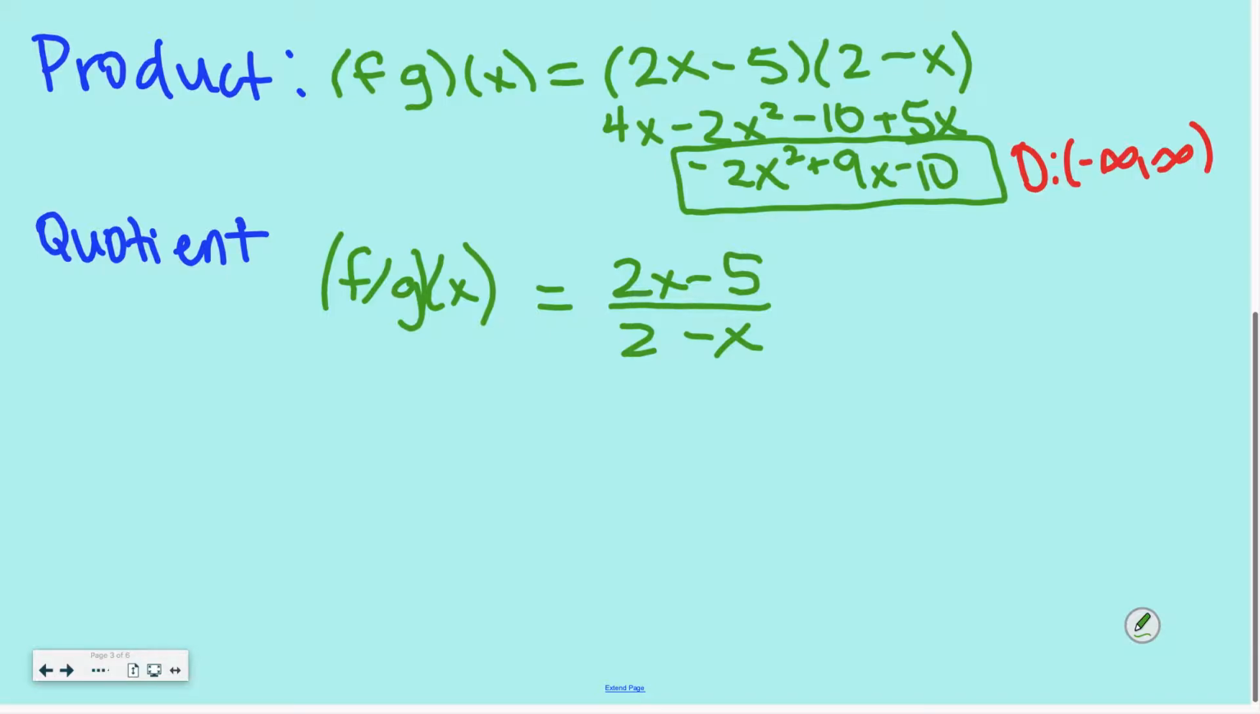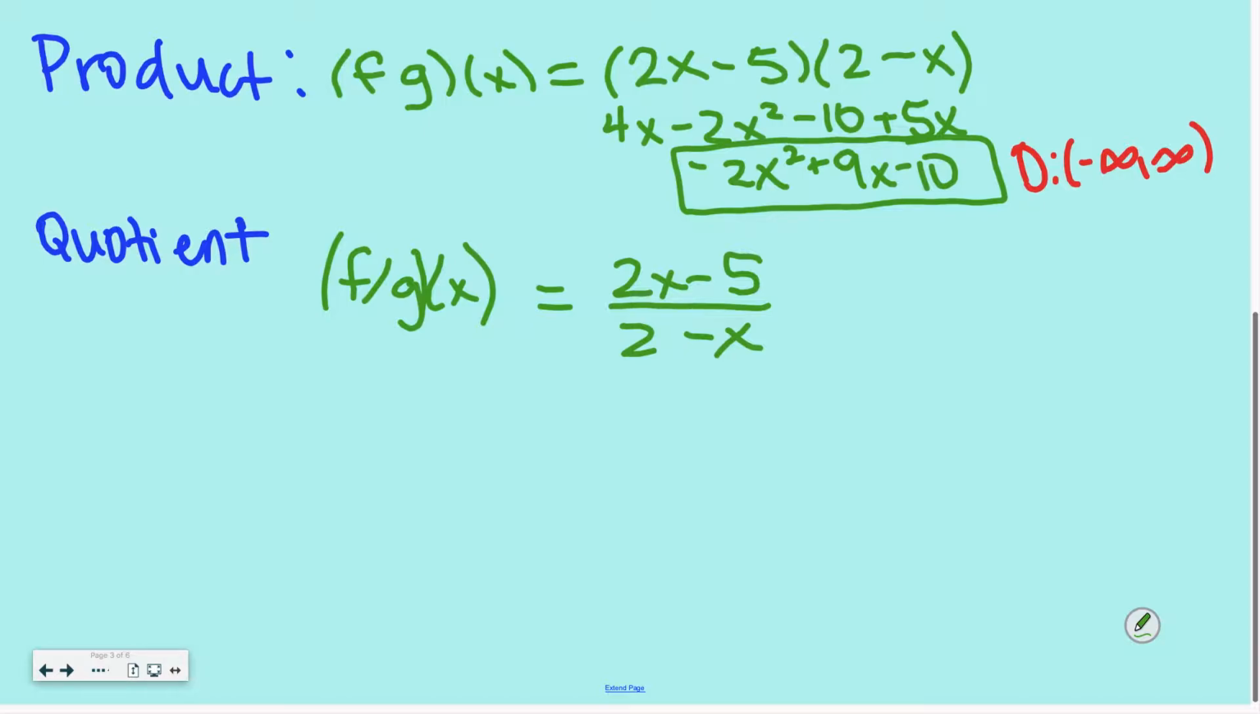Is there anything we can factor out of the numerator? Is there anything we can factor out of the denominator? If we can't factor anything out, there's nothing to simplify. If we could factor out a 2 from each, then we could cancel those 2's, but there's nothing to factor out, so we can't simplify. So this is what we have.